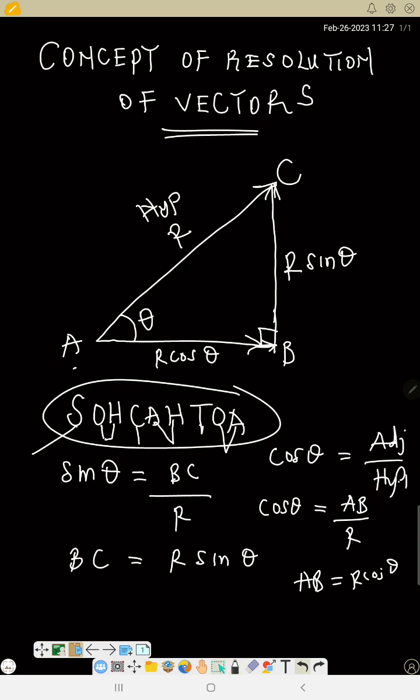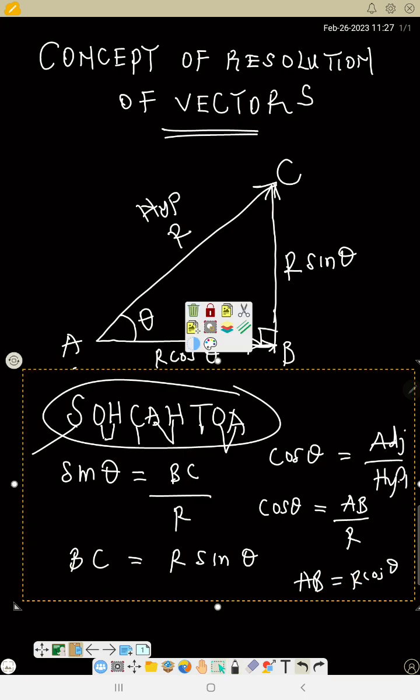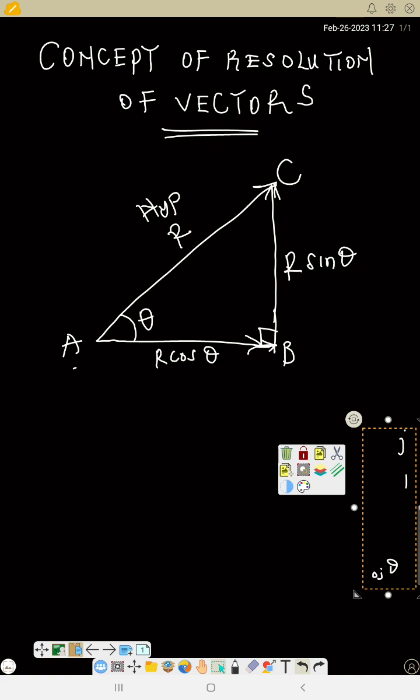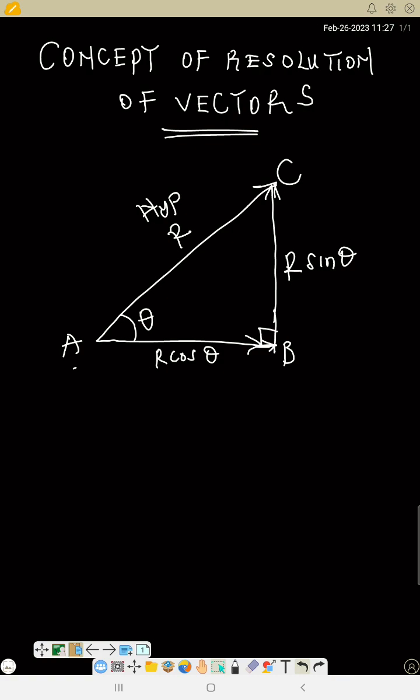Now if you combine everything, let me show you what we are doing here. If this hypotenuse is R, then the vertical is R sin theta, while the horizontal is R cos theta. So in physics terms, we now say the vertical component of this vector is R sin theta, while the horizontal component is R cos theta.